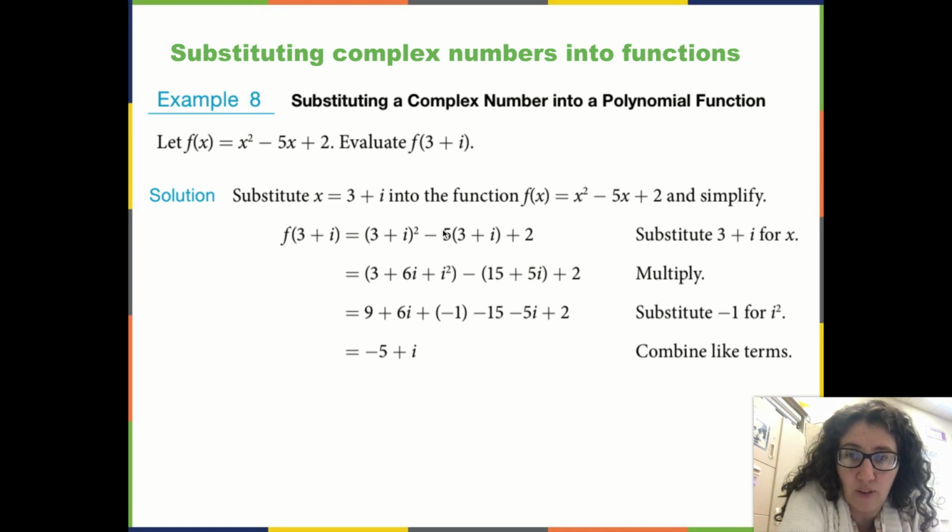And we multiply this 5, distribute it by both of those terms to get a minus 15 minus 5i plus 2. And now we just need to combine like terms, combine all the real parts and the imaginary parts to get minus 5 plus i.